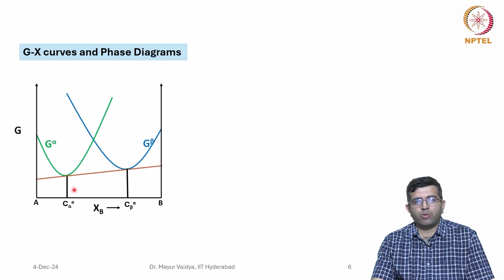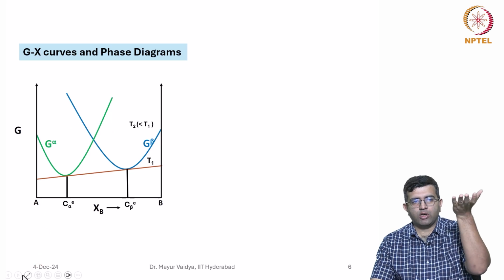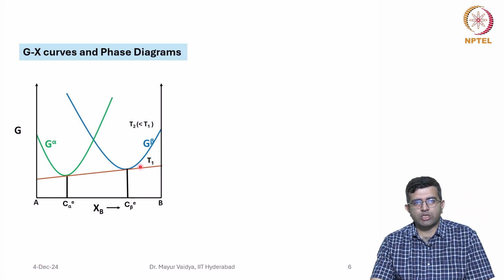What happens in between though? So, in between what happens is also interesting. Before we go there, if I lower the temperature now, the curves will shift upwards, and therefore these compositions also change. In between, it actually exists as a mixture of alpha and beta.